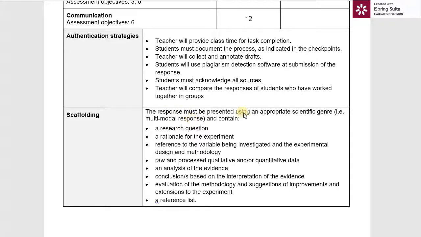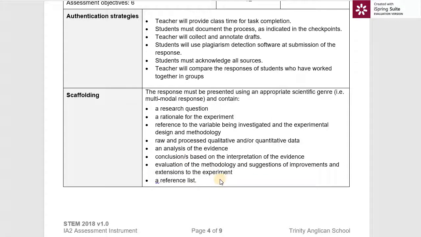As mentioned before, the response must be presented using an appropriate scientific genre. In this case, you can choose any format you like to present the information that you found during your research. But it's important that you still contain the scientific elements that are consistent across all areas of science. And these include having a research question, a rationale for the experiment, reference to the variable being investigated and the experimental design and methodology, having some raw and processed qualitative or quantitative data, analysing the evidence, drawing conclusions based on the evidence, evaluating the methodology and suggesting improvements and extensions for further experiments, and referencing all the sources that you've used.